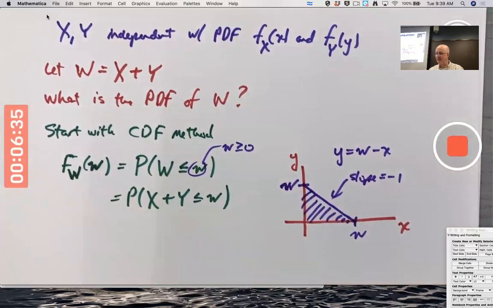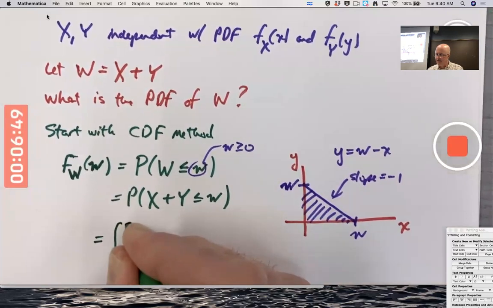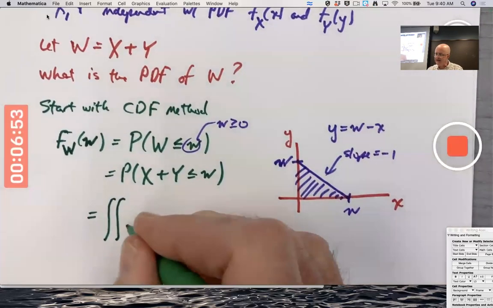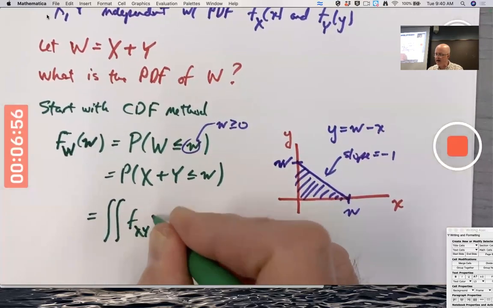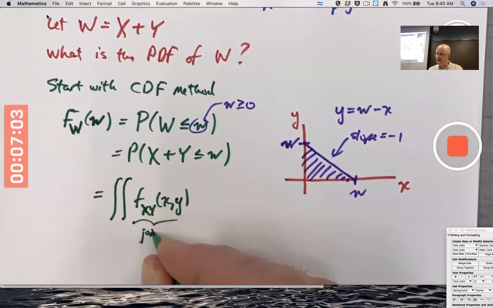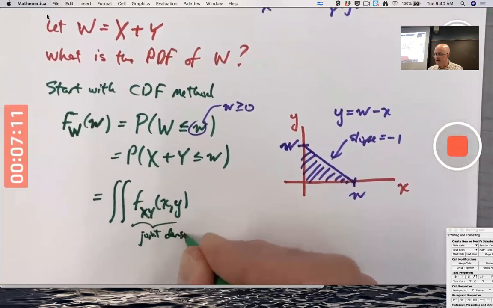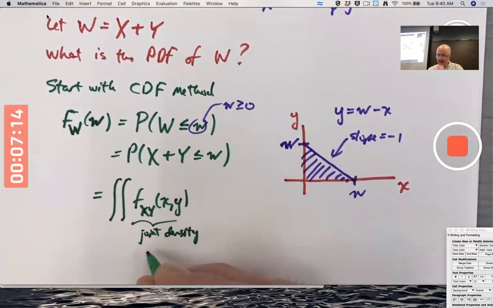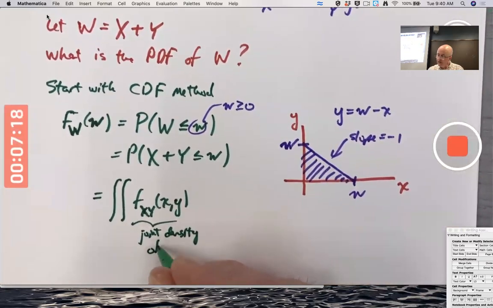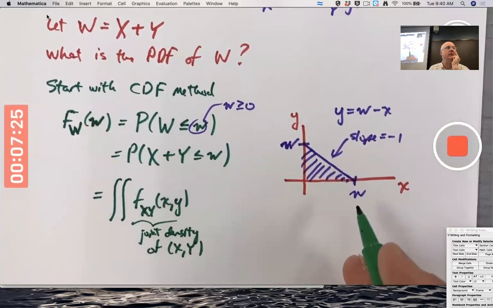And what this means is to find this probability, you need to do a double integral over this region of the joint density, the double integral of the joint density f sub XY of little x, little y. That's the joint density. I haven't said what the joint density is yet, but the independence assumption is going to help us figure that out. There's the joint density of the bivariate random variable XY. I'm not integrating over a rectangle here, I'm integrating over a triangle.